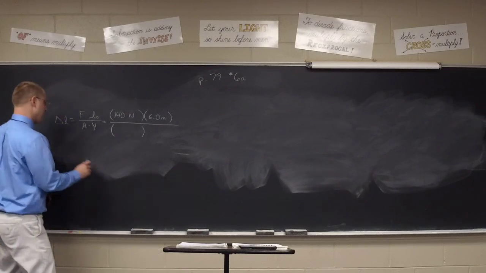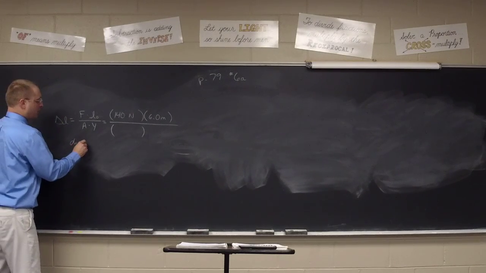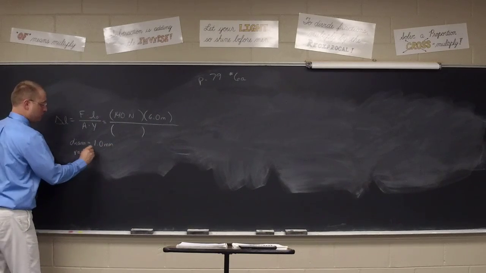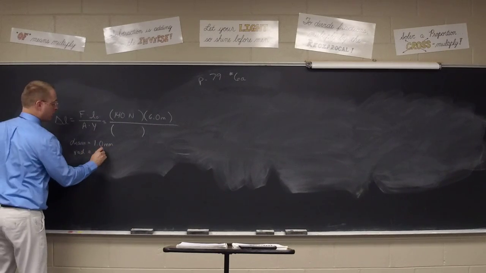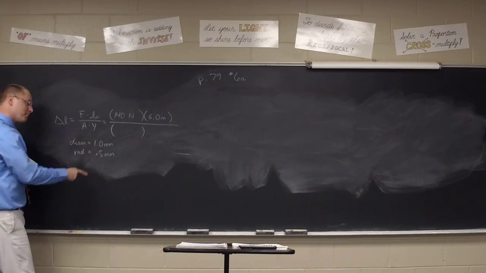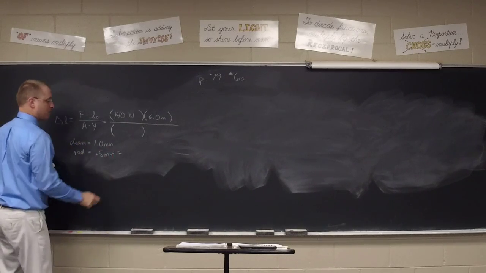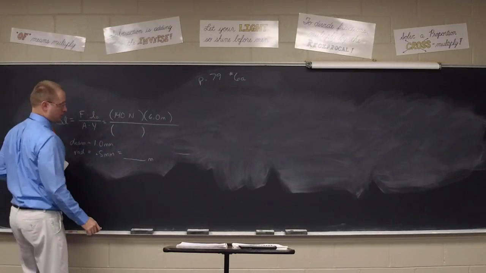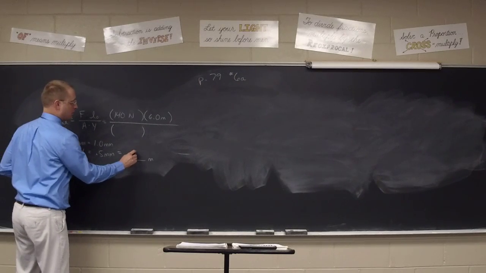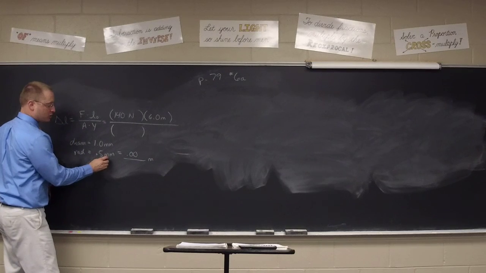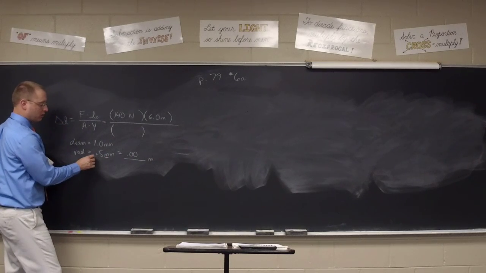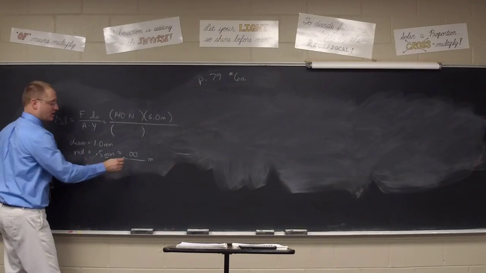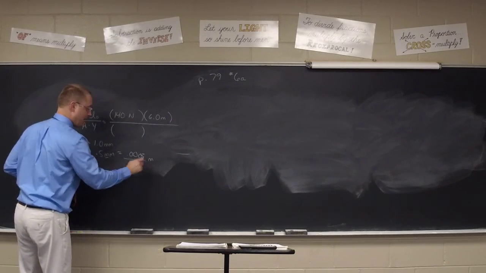They gave a diameter. So if the diameter is 1 millimeter, then the radius would be 0.5 millimeters, but I don't want millimeters, so I need to change that to meters. How many meters is the radius? 0.0005. Well, how many places do I have to move the decimal? 3. So since the decimal's already in front of the 5, that's actually giving us 0.0005 meters.